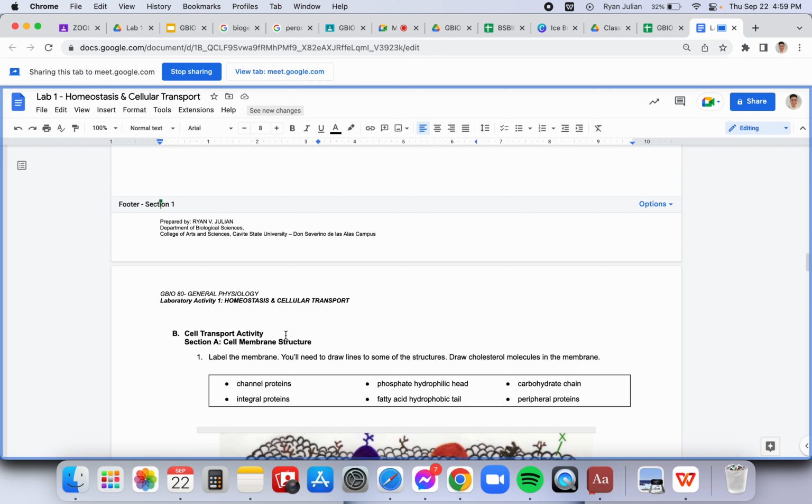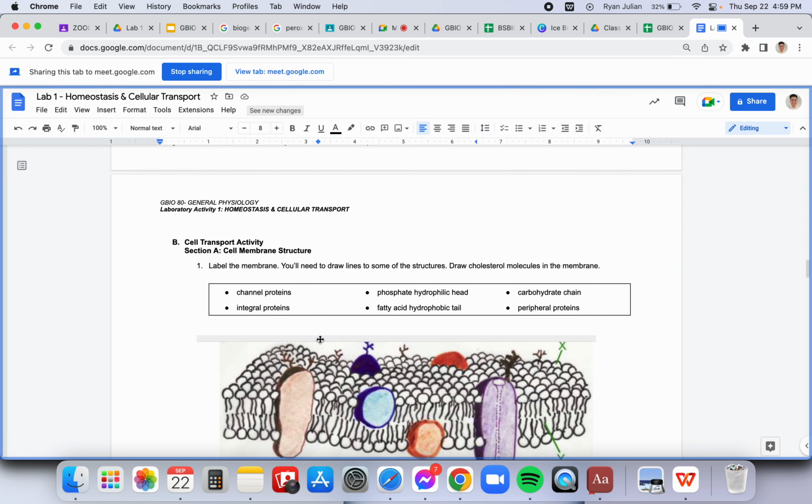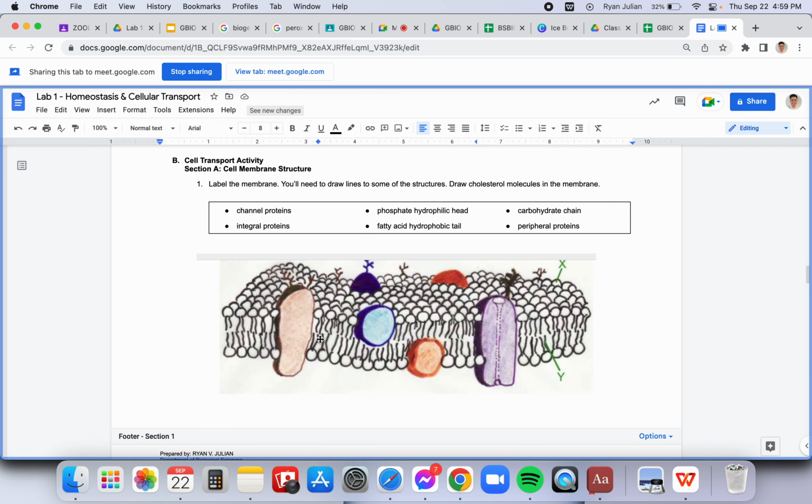And for the second part of your activity, it is all about the cell transport activity. This is where you're going to apply what I was talking about a while ago, the dragging. So number 1 is to label the membrane. You'll need to draw lines to some of these structures. Draw cholesterol molecules in the membrane. Inside this square are the different answers. We have the channel proteins, integral proteins, phosphate, hydrophilic head, fatty acid, hydrophilic tail, carbohydrate chain, and the last one is the peripheral proteins. What you have to do is label where each can be found on this photo or JPEG file that you are seeing right now.